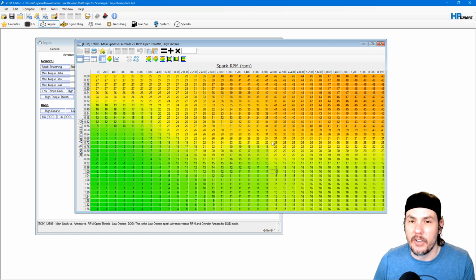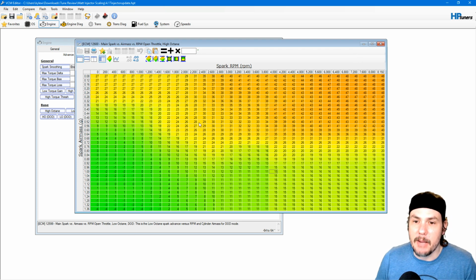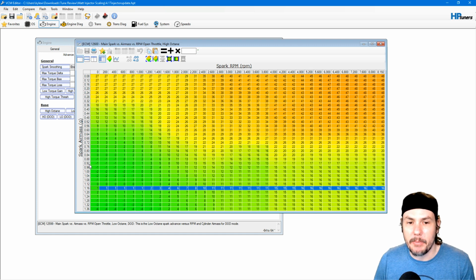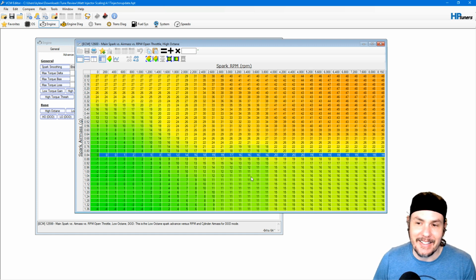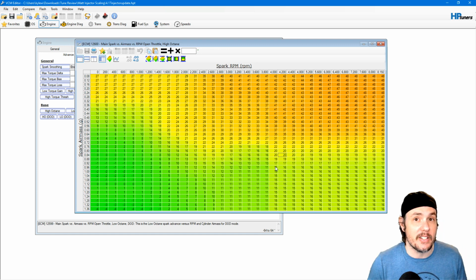So keep an eye on your new calculated air mass whenever you pull a log and move this table up and down as appropriate. We may have been hitting 1.16 beforehand in wide open throttle. We may now be hitting, say, 0.84. And the difference between that is we were running 15 degrees of timing. Now we're running 20 degrees of timing on the top end.